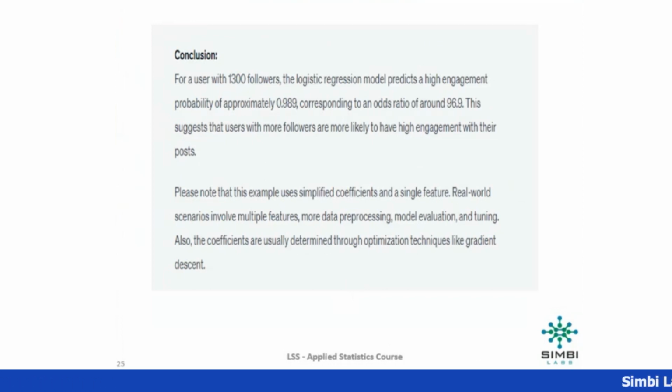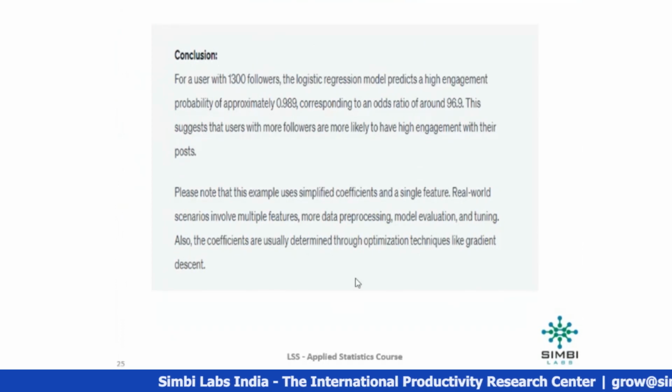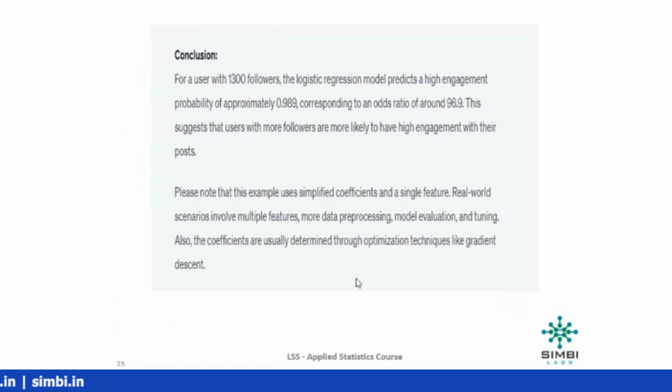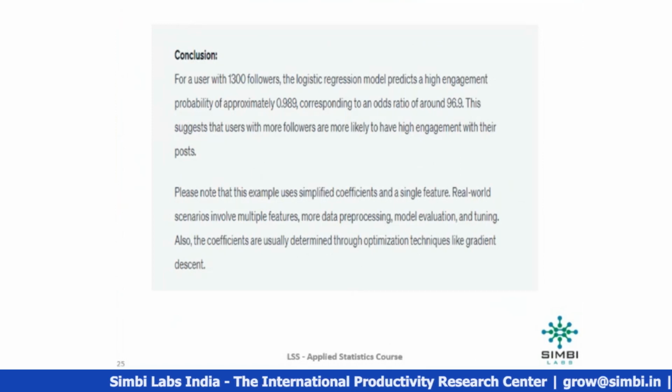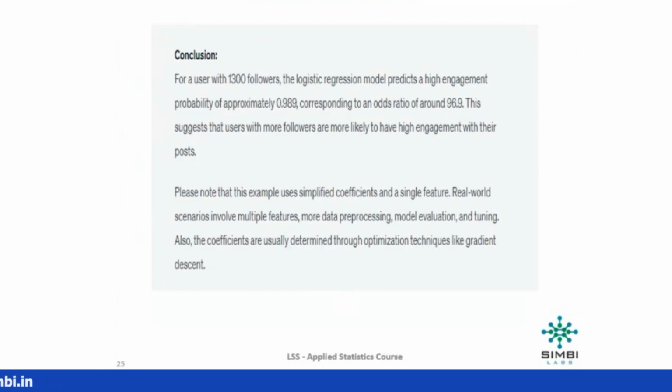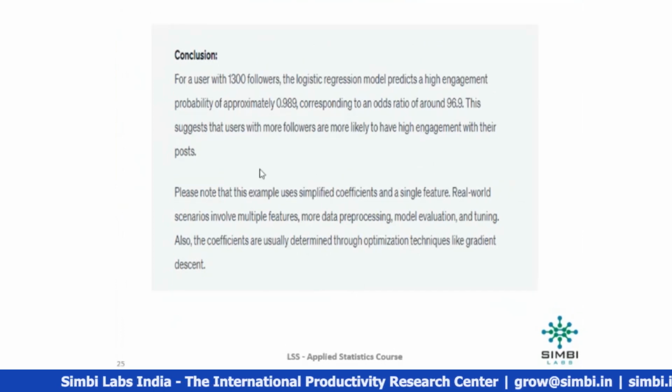So by the analysis of this question, for the 1300 followers of that user, the regression model predicts a high engagement probability of approximately this much, corresponding to an odds ratio. So this suggests that users with more followers are more likely to have high engagement with their posts. These examples use simplified coefficients and a single feature. Real world scenarios involve multiple features, more data processing, more evaluation and tuning. Also the coefficients are usually determined through optimization techniques like gradient descent. So like this we can analyze by following the logistic regression analysis.